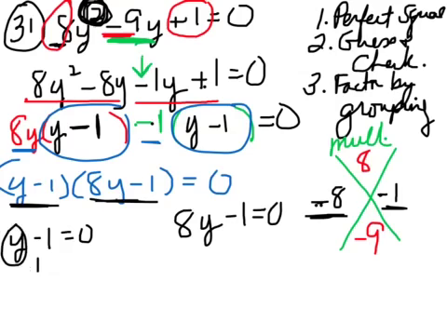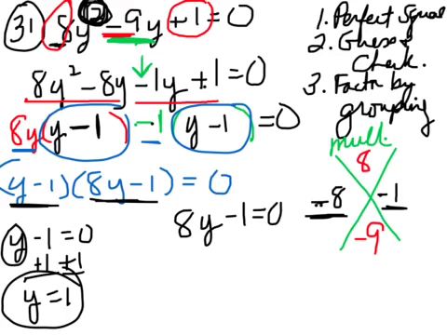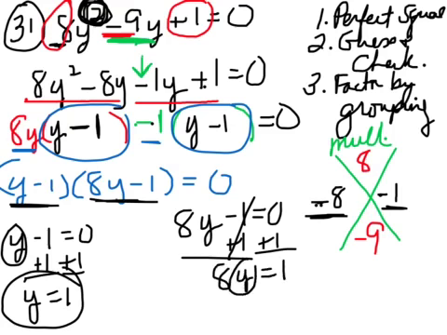If I solve for y here, I add 1 to both sides. I get y equal 1. There's one of my answers. If I solve for y over here, I'll move the 1 to the other side because we always add or subtract first. I now have 8y equal 1. If I want to get y by itself, I can divide both sides by 8. And I get my other answer, y is 1 over 8.